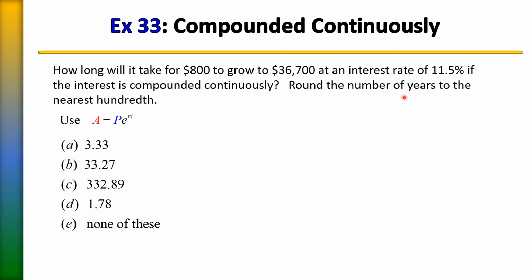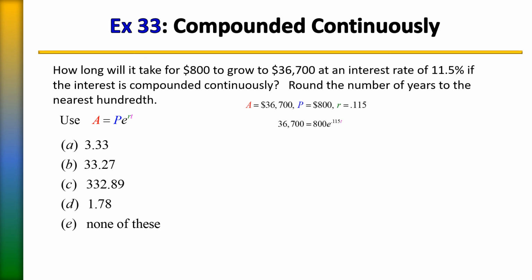The R, our rate, is 11.5%. If we move that decimal place 2 places over, it's going to be 0.115. The T in our formula stands for the time. We don't know that, so that's what we're going to be solving for. Now the E in there is just the inverse of the natural log. So let's get started by plugging in everything that we know to find out what we don't know.